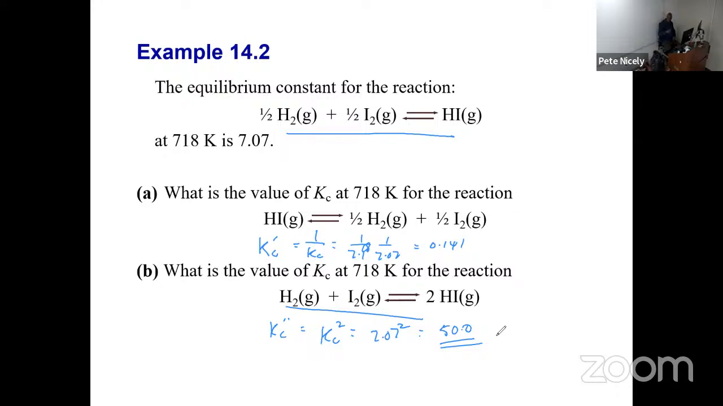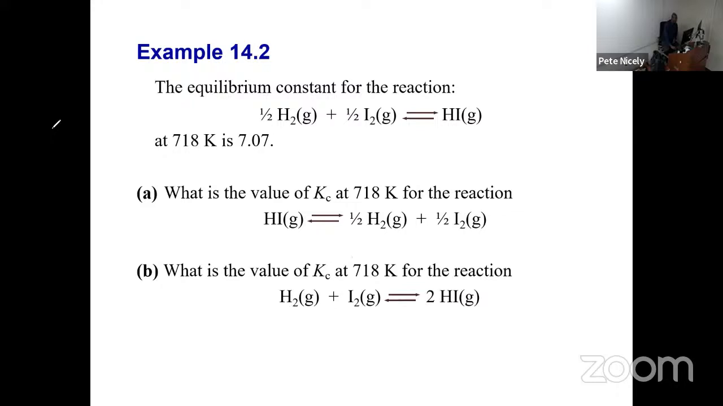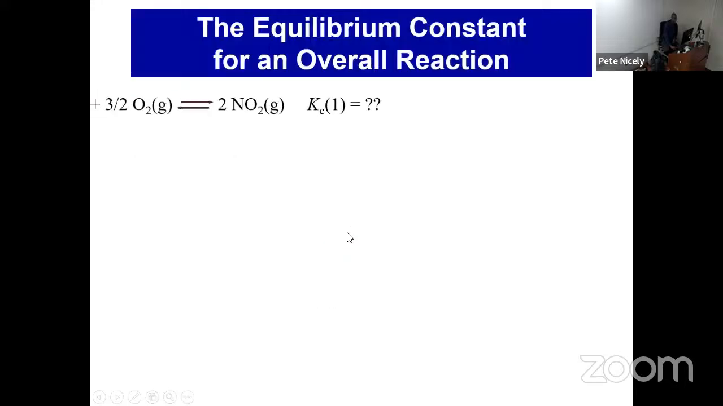Okay, any questions? Oh, yes, sir. For A, you did 1 over the original Kc because it was flipped first. Right, the equation is flipped, so when you flip it, the Kc would have to be inverted, 1 over the original Kc. Okay, any other questions? How about you guys out there on Zoom? Okay, I'll take that to mean you have no problem with this, so let me clear this and move on to the next slide.